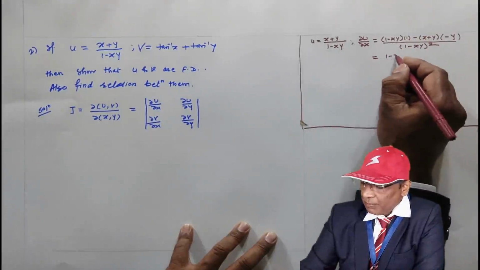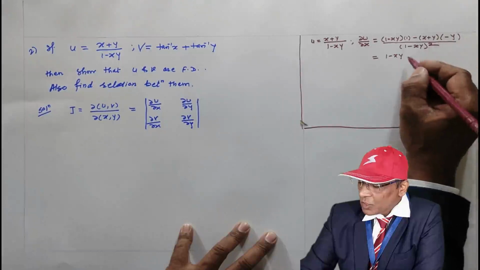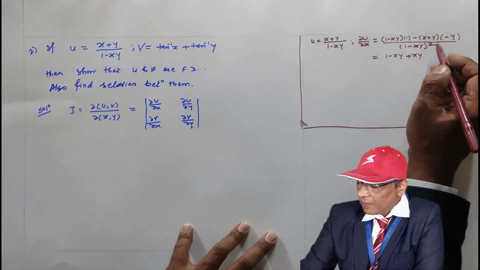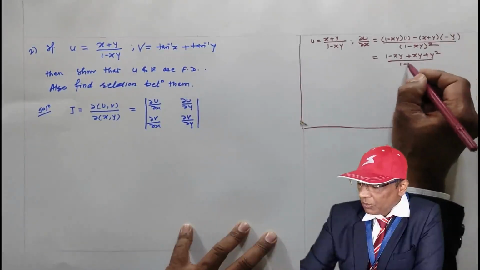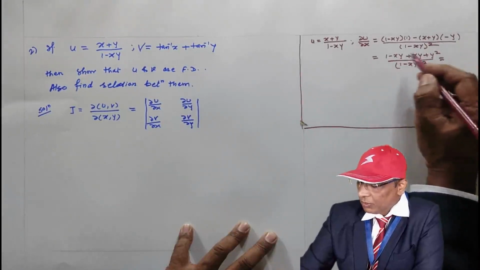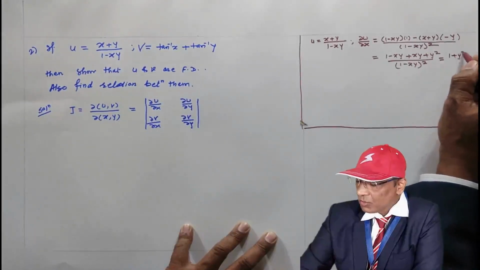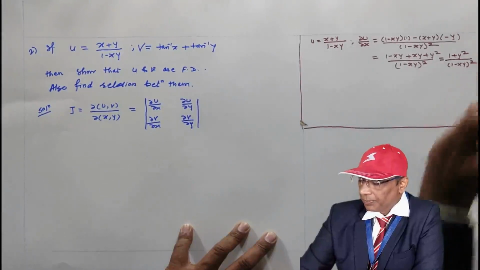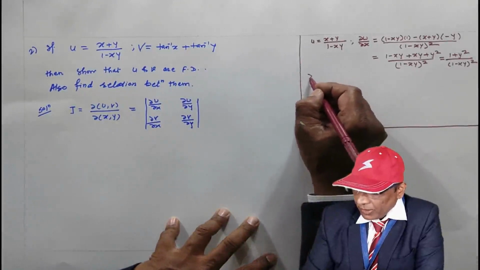1 minus xy, if possible, you are free to solve. Minus minus plus xy and minus minus plus y square. Denominator is the same, 1 minus xy square. Here xy minus xy will get cancelled, and we get 1 plus y square, denominator the same.